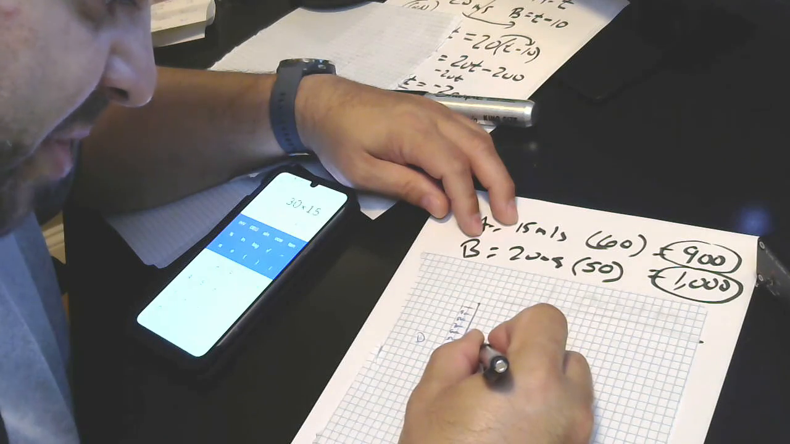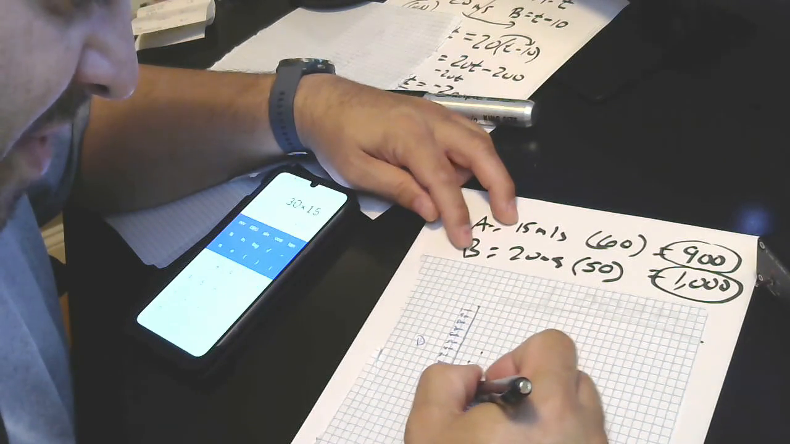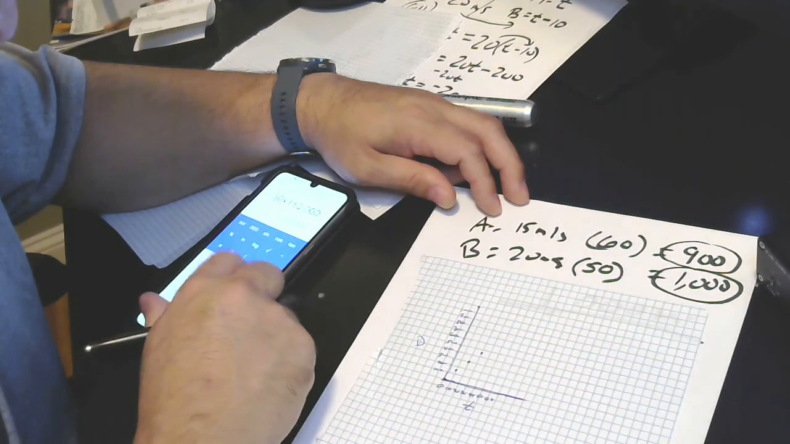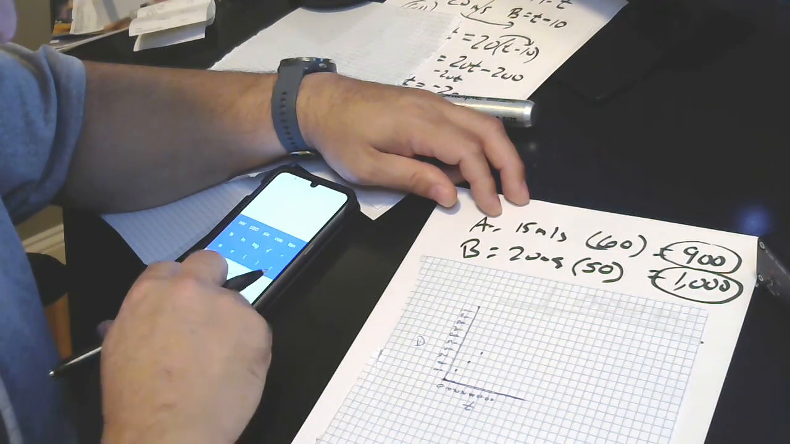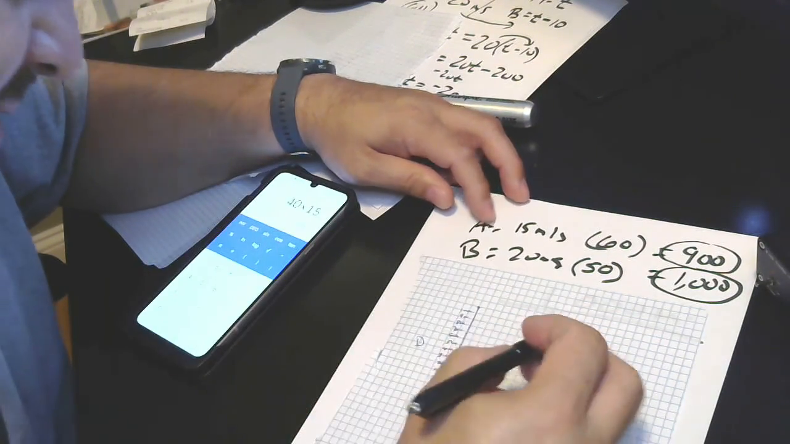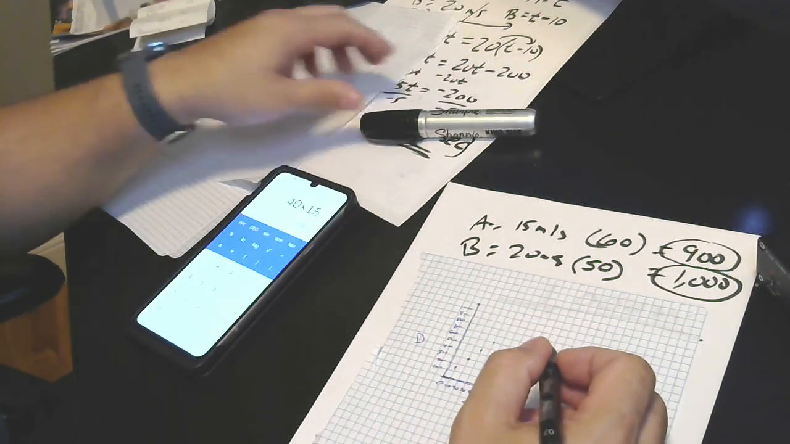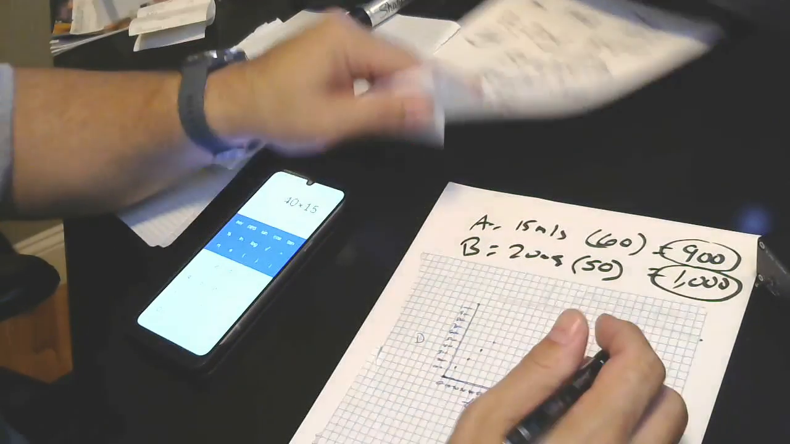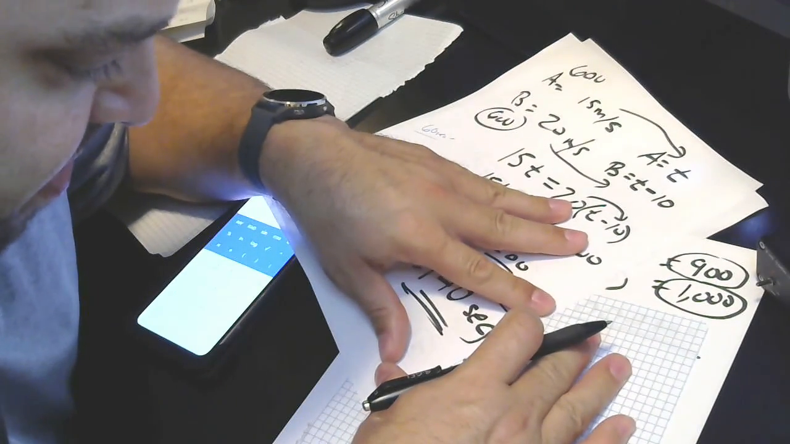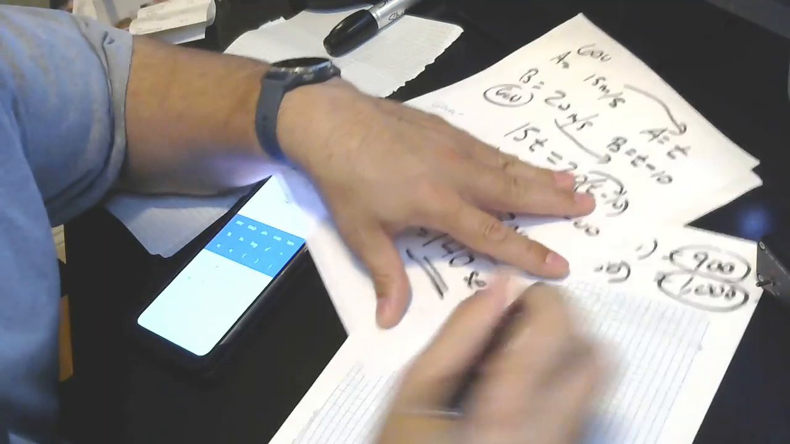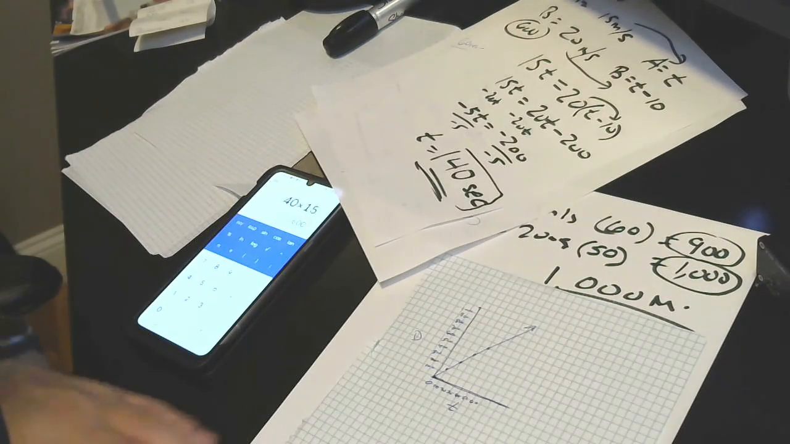And you'll see it's going to be linear. And then 40 seconds, 40 times 15. 40 times 15 is 600. Yeah. You can get a graph, or a straight edge. Do a straight edge, and this is going to be what it's going to look like. Right. So that's A. This is car A.